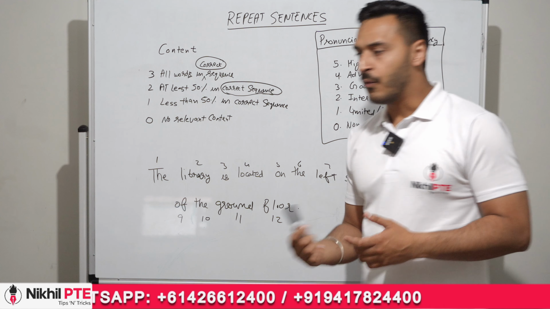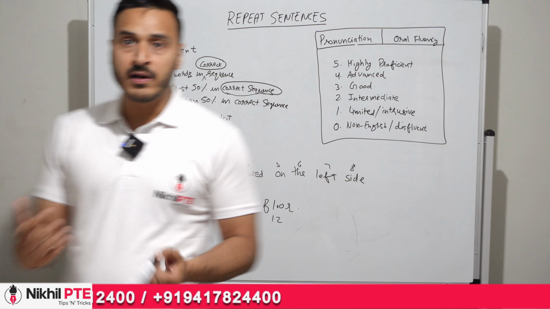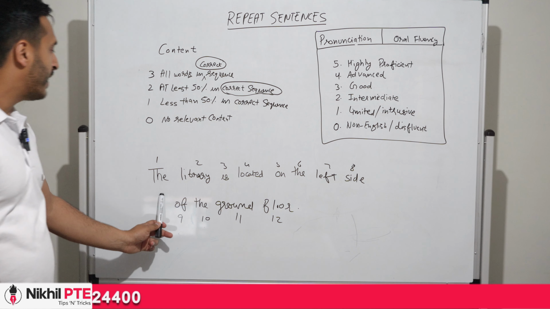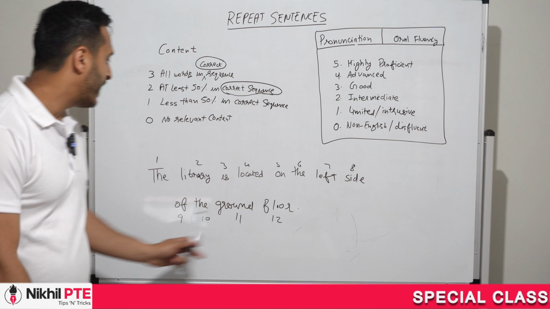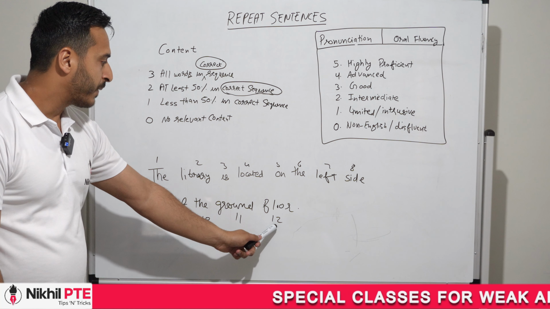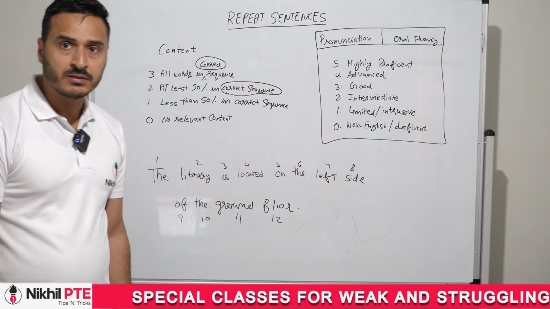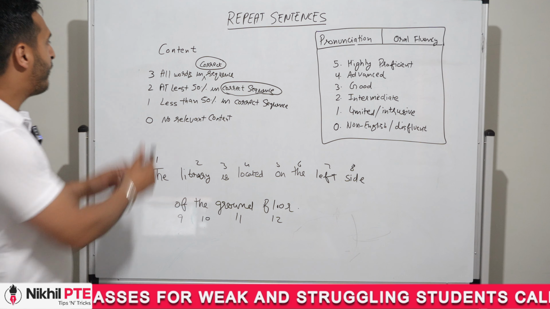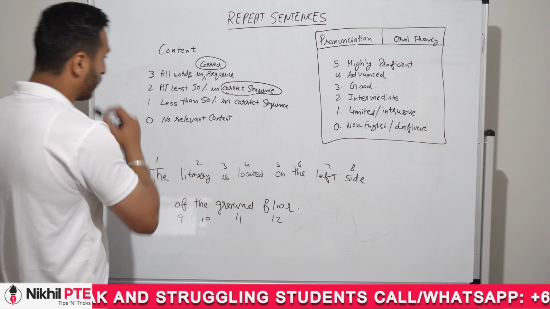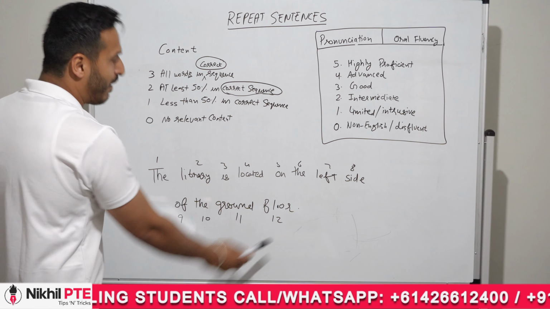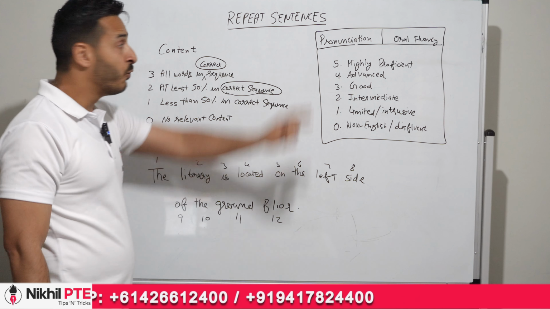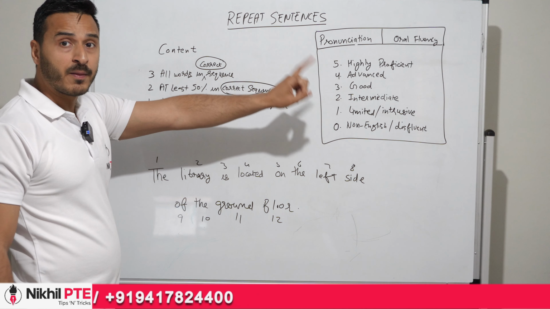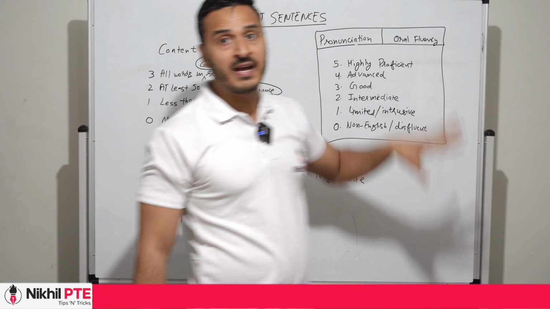So let's do one question so that you can understand better. Here is one example: "The library is located on the right side of the ground floor." In this example there are 12 words. So obviously if you speak 100% of the content, 12 out of 12, you will get 3 marks for content, but make sure you perform well in pronunciation and oral fluency as well.